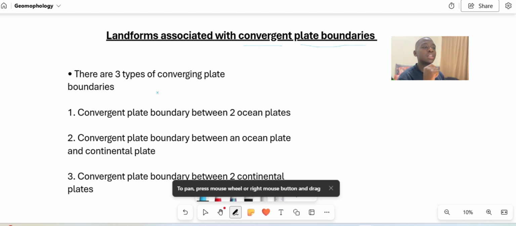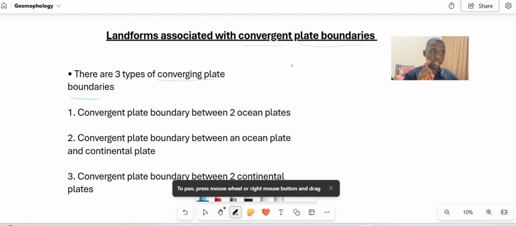By the way, if you haven't understood the meaning and the background around plate boundaries, make sure to check one of my videos that explain it thoroughly, the three types of plate boundaries. But now we are into the three types of converging plate boundaries. Yes, as you can see, converging plate boundaries.